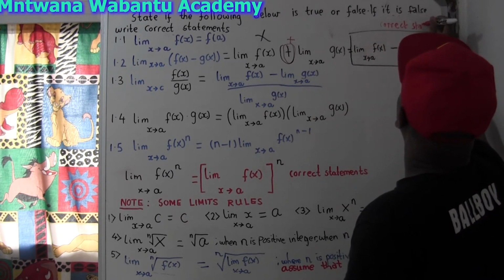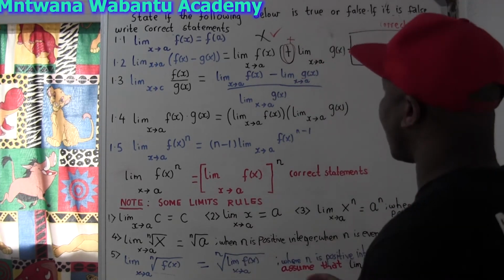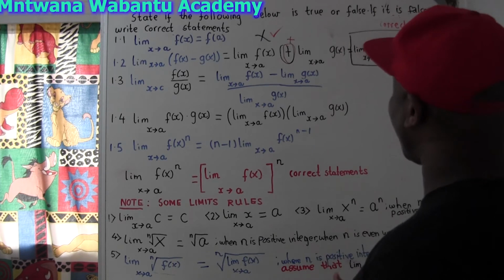Correct statement. And this one we know it was correct. Okay, now we go for the third one. The third one is not true. It's division. Now let's go for division.